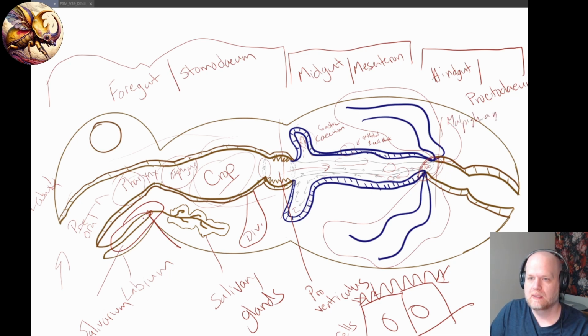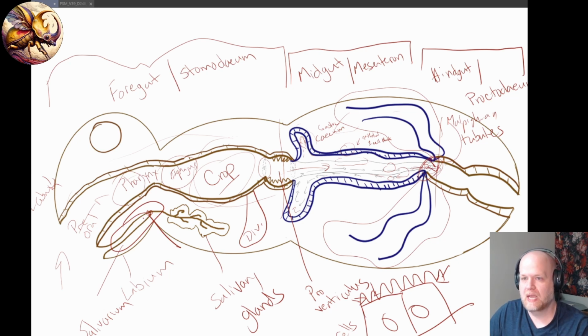And these are for cleaning the blood. They work as a mixture between the liver and the kidneys, and they float around in the blood, and they scrub out toxins and waste products, and then they dump it into the intestine, or in this case the hindgut, along with the food.